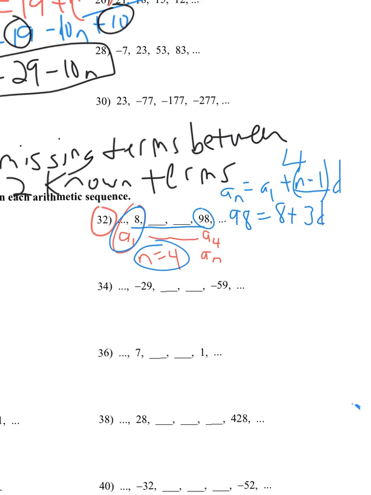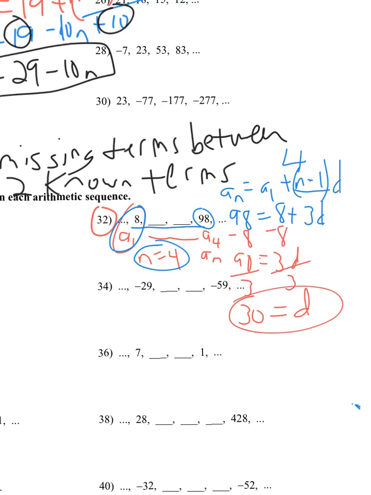Now notice I have a linear equation there, and I just have to solve for d. So I'm going to subtract 8 from both sides, so 90 is equal to 3d. I'm going to divide by 3, so d is equal to 30. So what I've done is filled everything into that nth term formula and figured out what d is. Remember, d is what you're adding between terms.